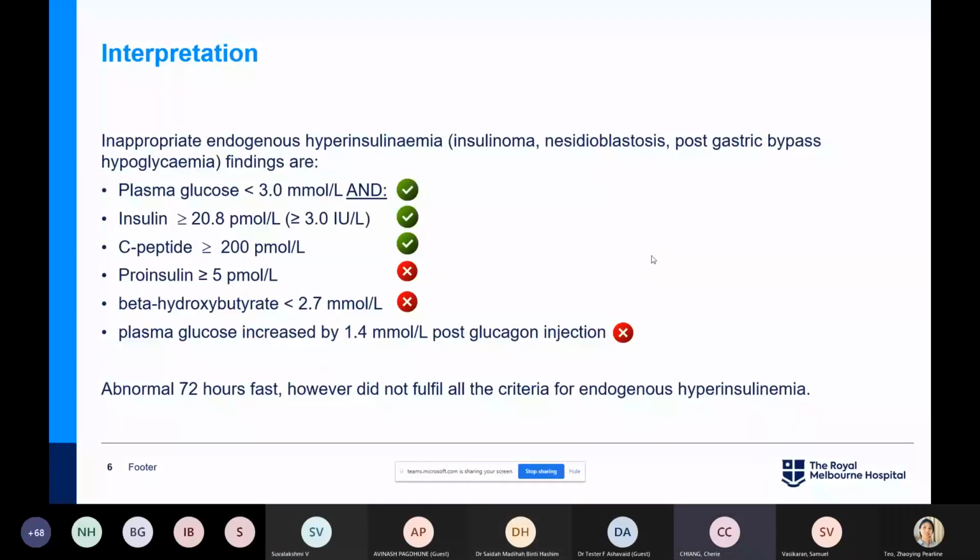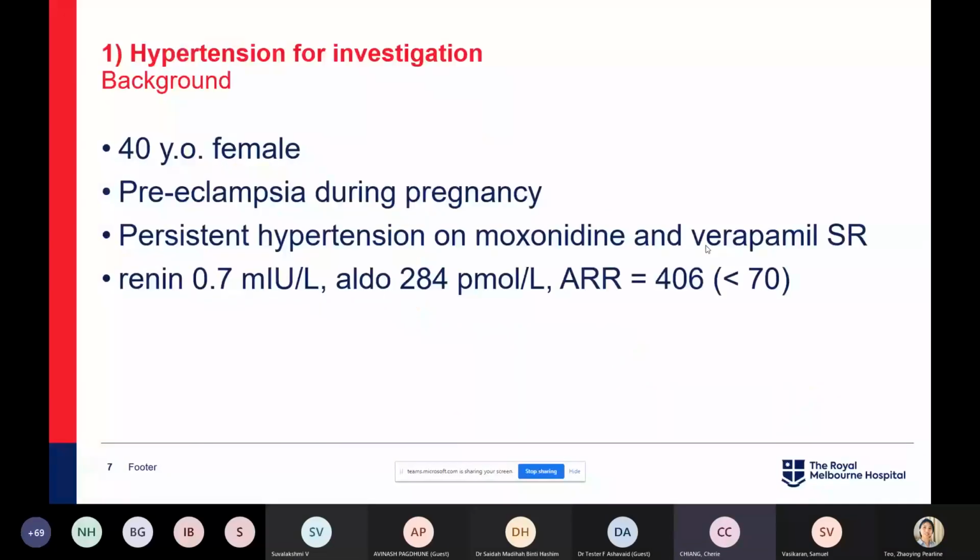So if not, we're going to move track now, and we're going to talk about high blood pressure investigation. So this is a 40-year-old female who had preeclampsia during her pregnancy, but after delivery, her blood pressure persists to be high, and she remained on 2 blood pressure tablets, moxonidine and verapamil, and she had an elevated aldosterone renin ratio. Her potassium remained normal.